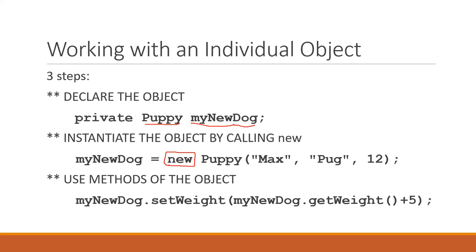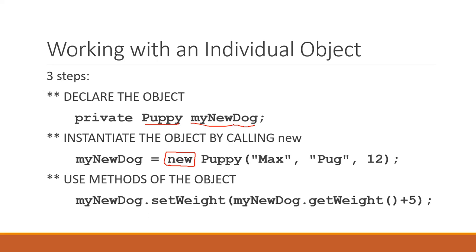Okay, so now that we've declared and instantiated the object, later on in the program we can use methods of the object. So maybe there's a setter method called setWeight, and I pass in the new value of weight, which would be my new dog.getWeight plus 5. So if my dog gained 5 pounds, this would be a way to set the weight to 5 pounds more than the weight was. And so we have getters and setters and toStrings and all that kind of thing. All right, so we've worked with individual objects a lot.